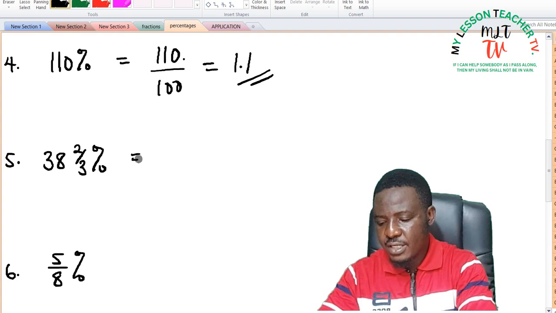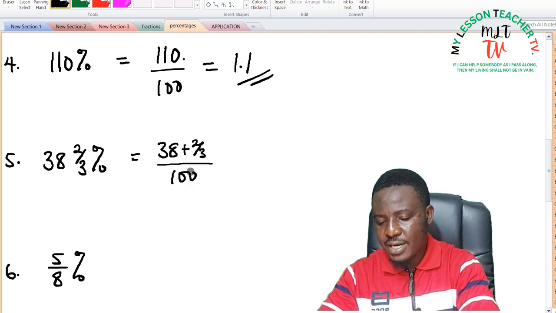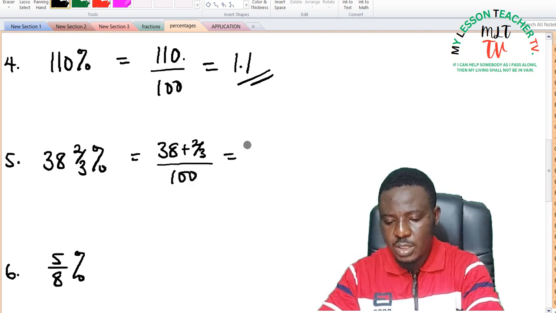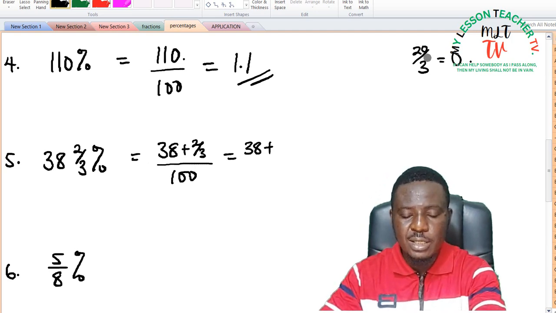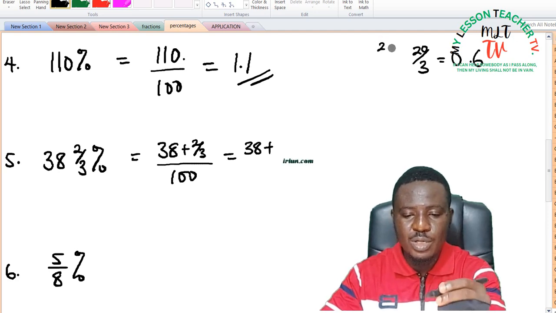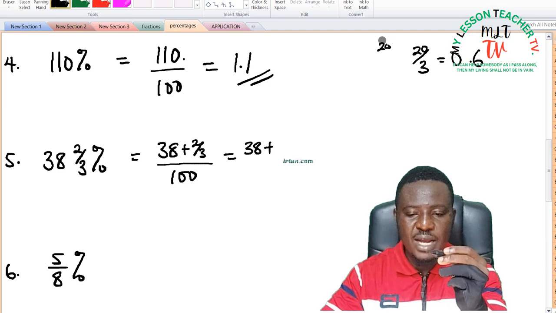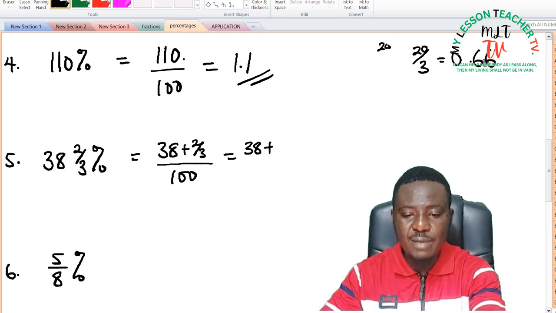Question 5, this is equal to 38 plus 2 over 3 divided by 100. This is equal to 38 plus 2 divided by 3. 2 into 3 cannot, so 0 point. Add 0 to this, it becomes 20. 3 into 20 is 6 times remainder 2. Add 0 and divide by 3 again, gives you 6 times remainder 2. Add 0, it gives you 6.